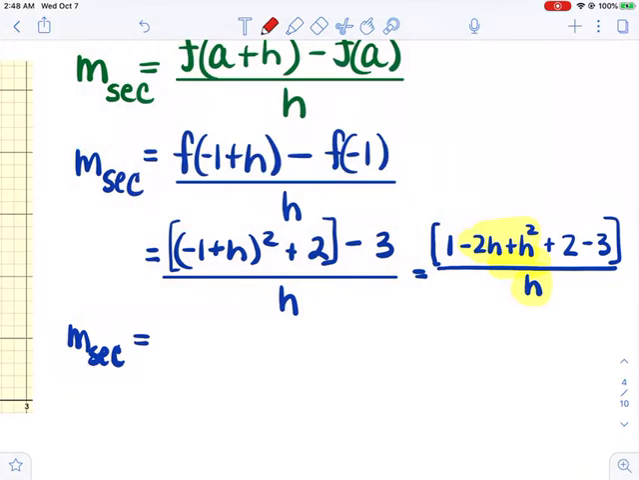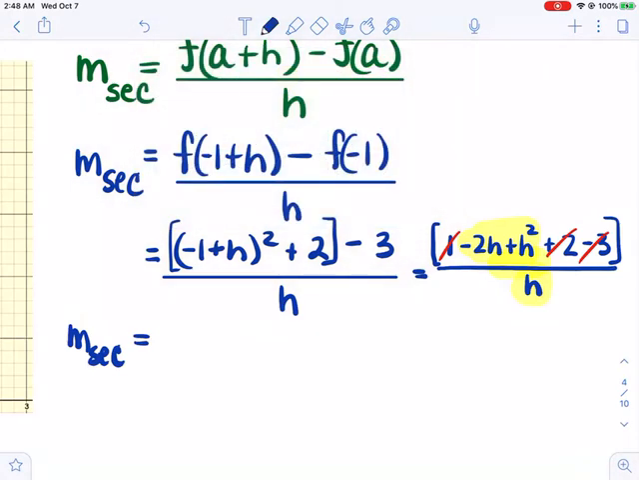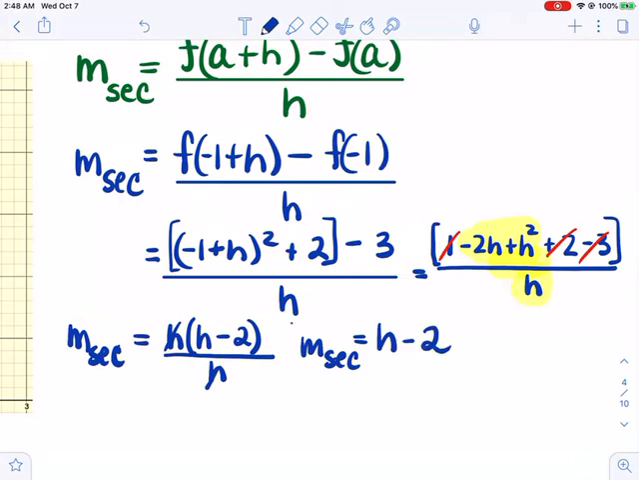So all this other is going to cancel, the 1 and plus 2 minus 3, that's all going to be gone. So then I've got, I'm going to factor this. I'm going to put the h squared first, but just go h times h minus 2. So kind of flip things a little bit there. Over h, cancel the h's. So I get the slope of the secant line then is equal to h minus 2. Okay, here's the expression in simplified form for the slope of the secant line.